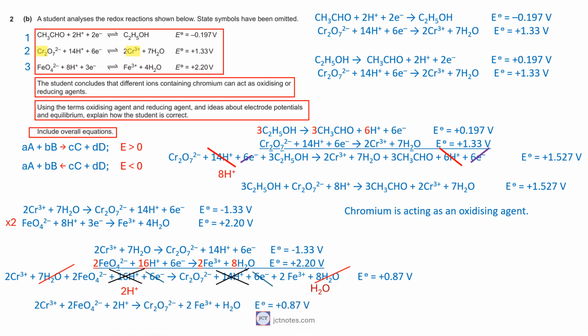Rearranging the equation, we get, as the potential is positive, this reaction is favored left to right. The chromium is oxidizing, therefore, it is acting as a reducing agent. We can see that the chromium can act as oxidizing or reducing agent.